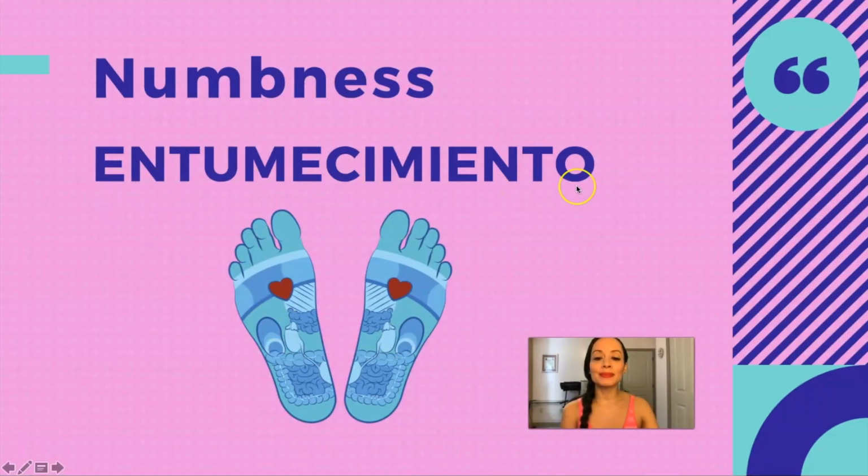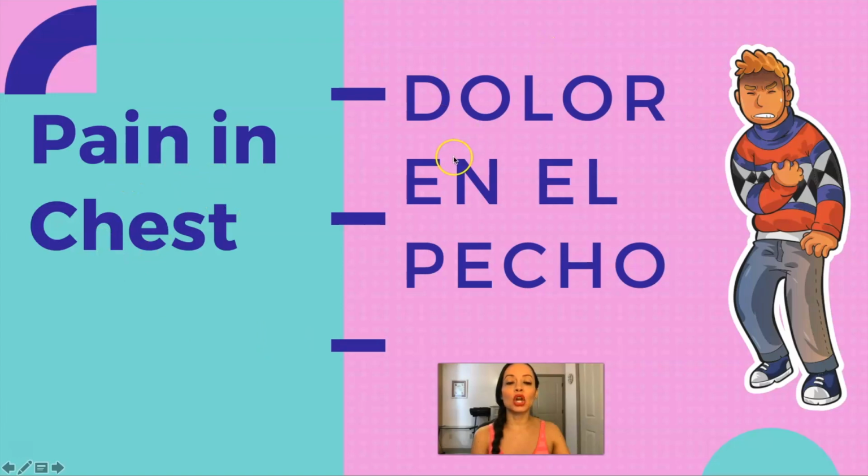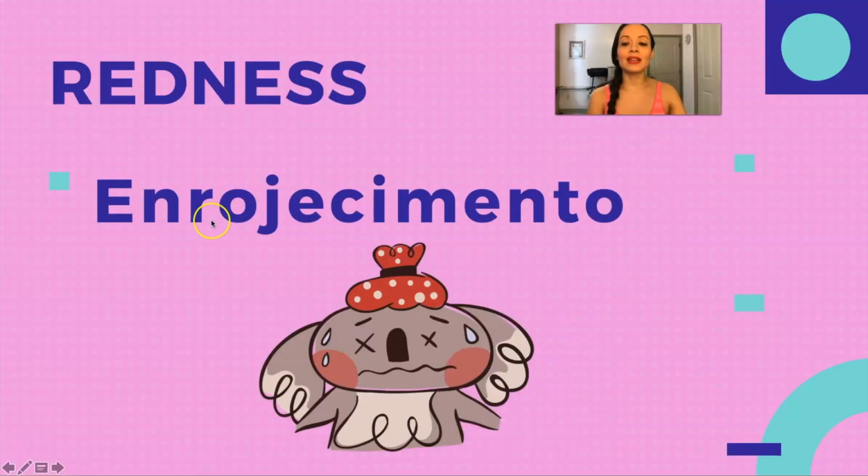Numbness is entumecimiento. Uncontrolled pain. You're going to see a lot of people that come with pain, so you need to be able to say dolor. Dolor means pain. Uncontrolled pain is dolor incontrolable. Pain in chest is dolor en el pecho. Dolor is pain, en el is in the chest. Redness is enrojecimiento.